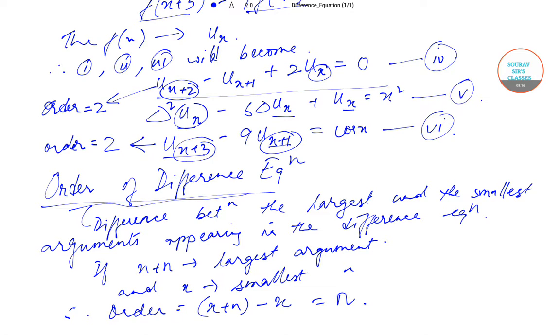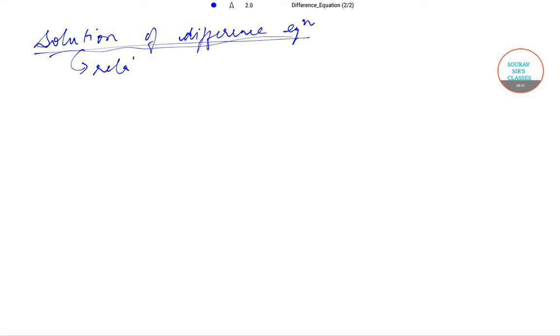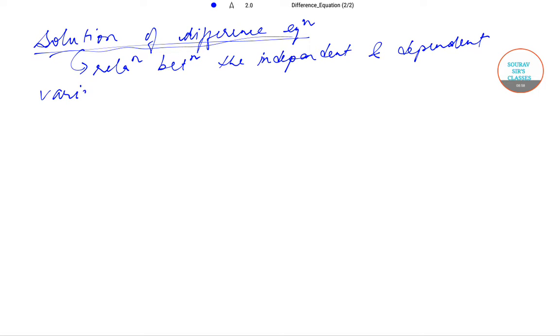Now we'll try to go into understanding the solution of difference equation. So basically the solution of a difference equation is the relation between the independent and dependent variables which satisfy the difference equation. So this is what we mean by the solution of a difference equation.